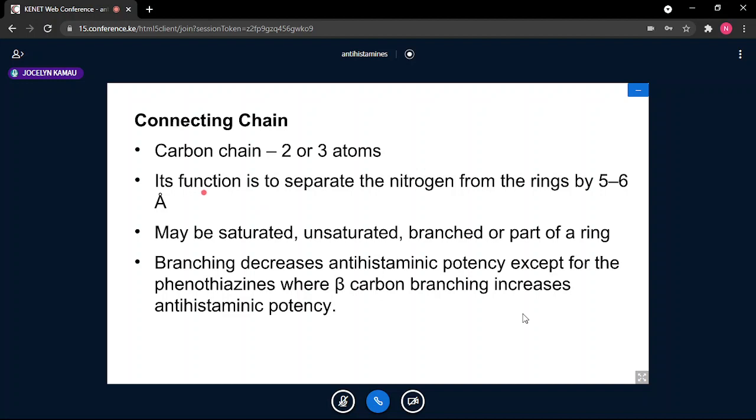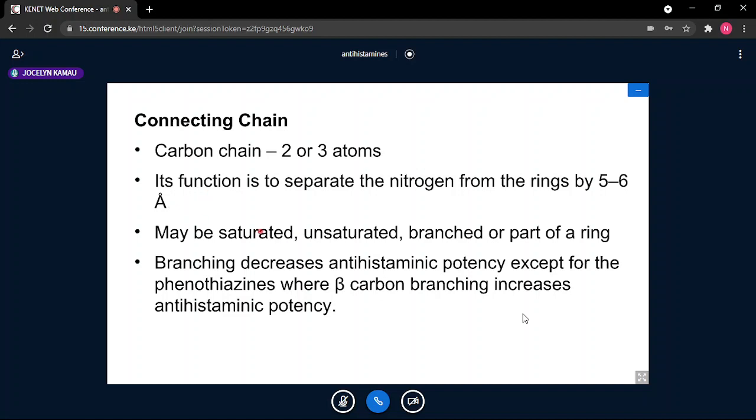So all we are saying is that we do require either 2 or 3 carbon atoms between the X, or the central atom, and the terminal nitrogen, and they are very crucial because they give you the size or the length. They determine the size of the molecule, and you require a certain size of that molecule so that it can fit on the receptor and therefore be responsible for antagonistic activity.